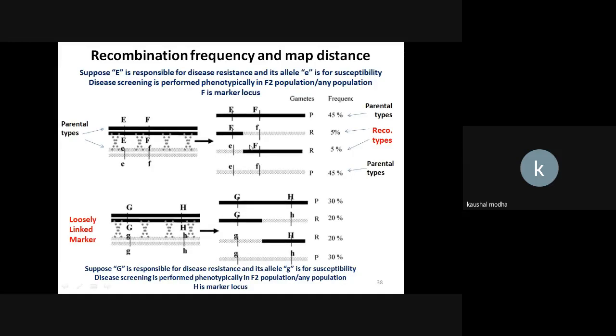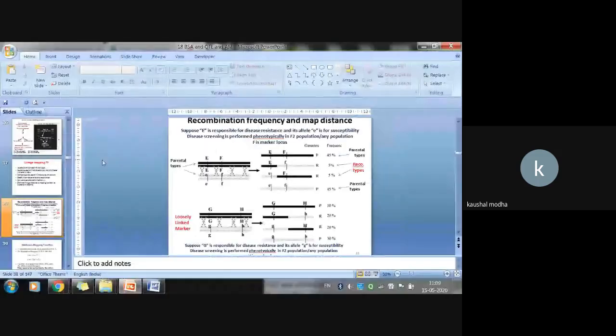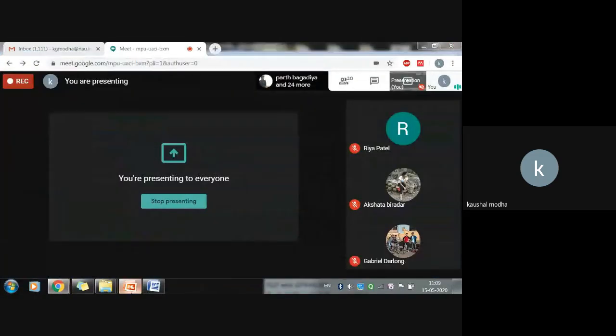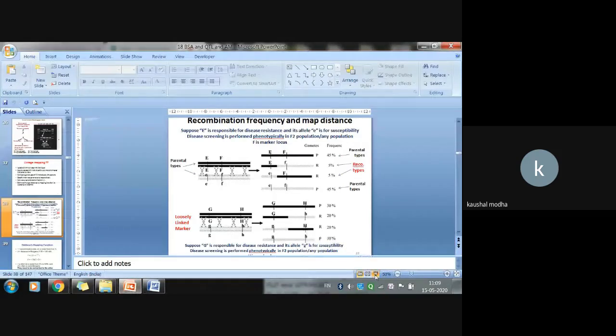If following the independent assortment rule, if the recombination frequency is 50%, then it is not linked to the gene of interest. The marker may be present on another chromosome, or a polymorphism may be present on the same chromosome, but here the polymorphism is so far from the gene of interest. If we get 50% recombination, suppose, just to have an idea, then the marker is said to be unlinked to the gene of interest.